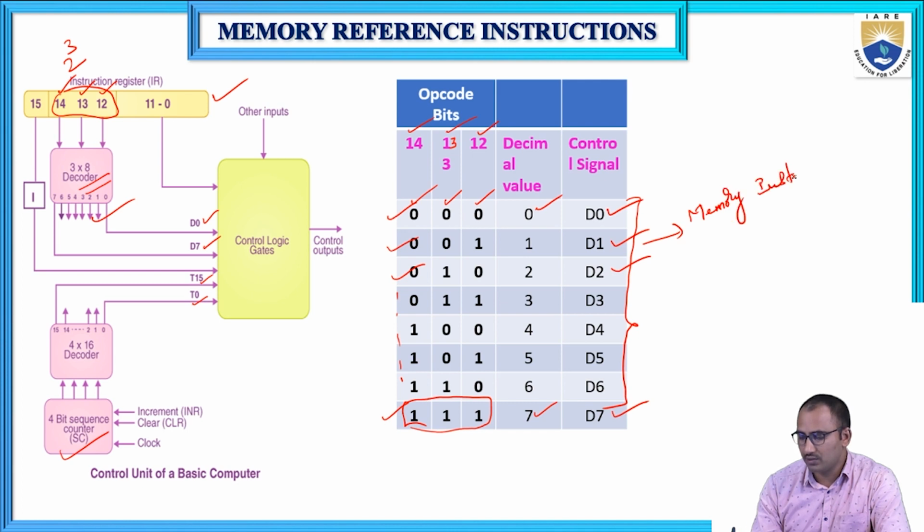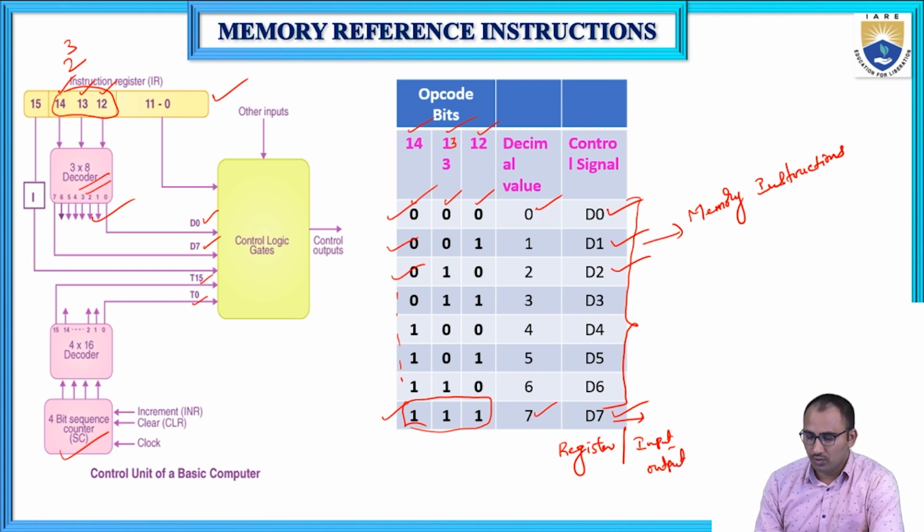reference instructions. Memory reference instructions. And D7, so based on D7, it is a register reference instruction or an input or output reference instruction. Okay. So D0 to D6 is a memory reference instruction.